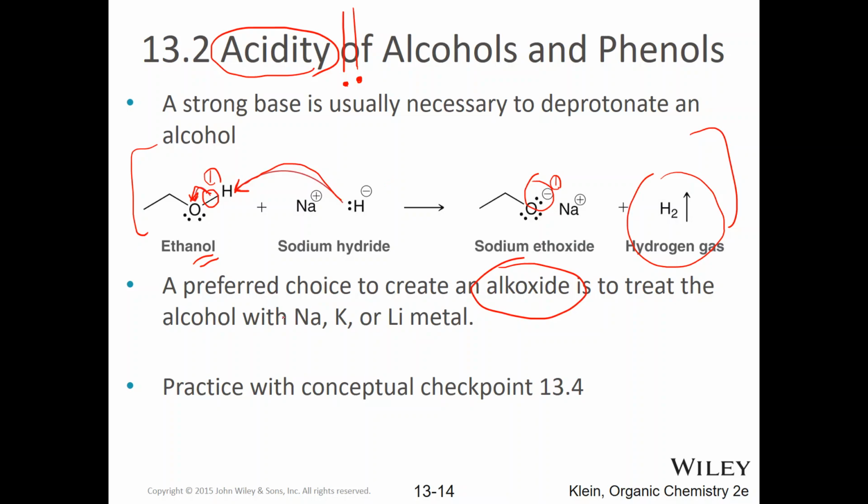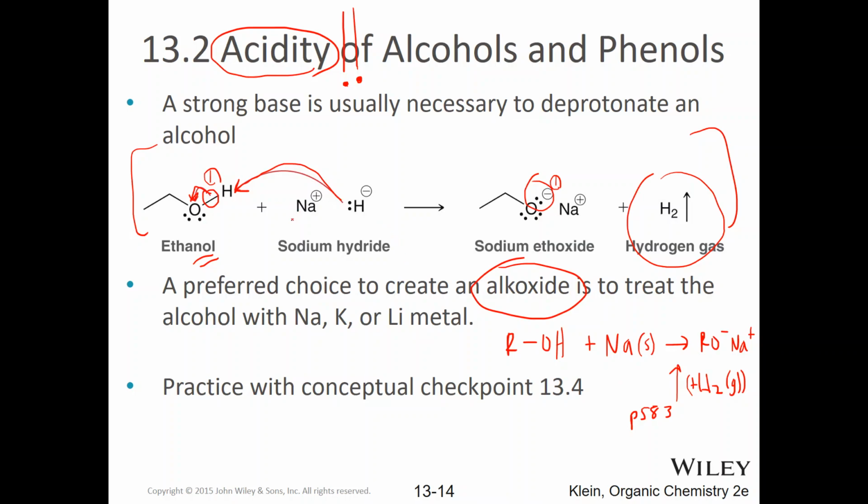Now, another possibility is to take an alcohol and add sodium, potassium, or lithium metal to it. This will strip off a hydrogen and make the alkoxide, and H2 gas bubbles off. By the way, this is on page 583, so please consider looking at that. All right, so here's two ways to make alkoxides.